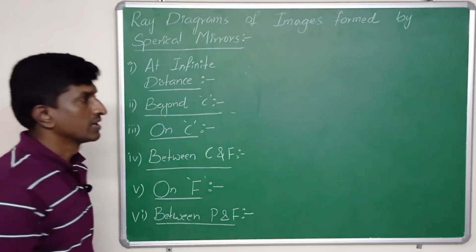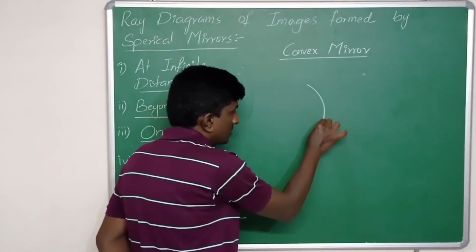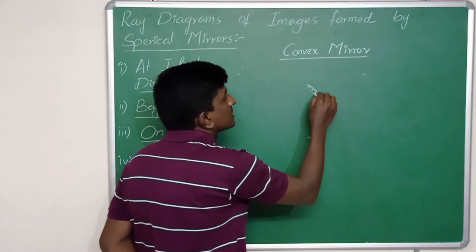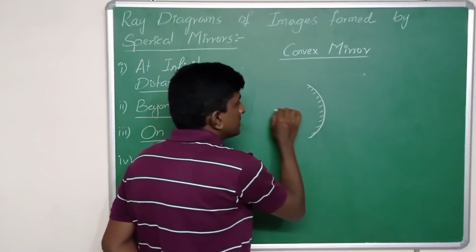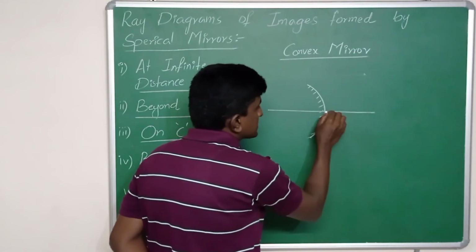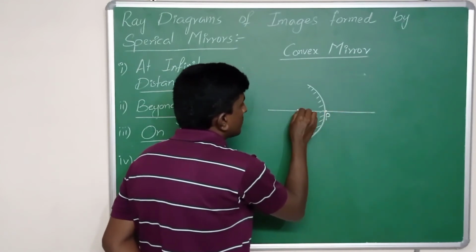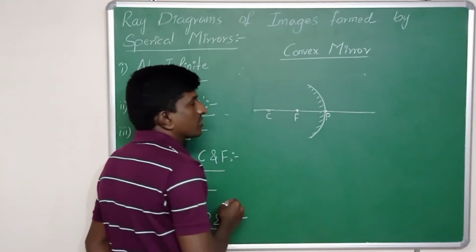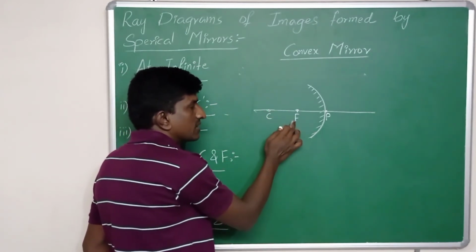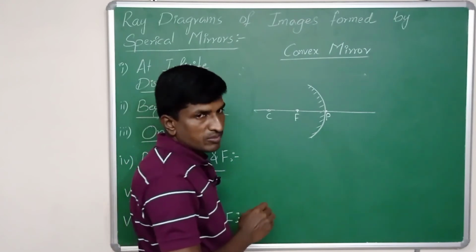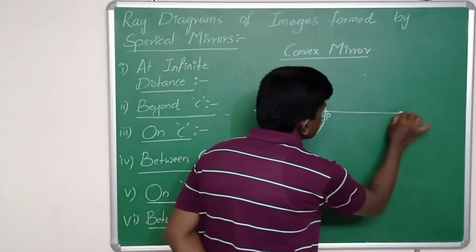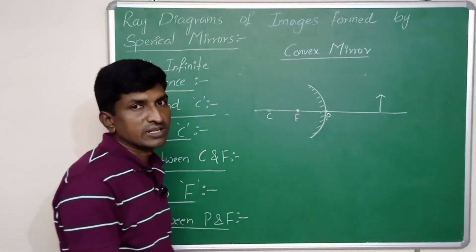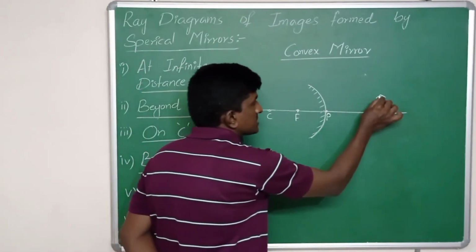convex mirror. We know that the convex mirror is coated with silver inside, and the outer part acts like a mirror. Pole, focal point and center of curvature: the focal point and center of curvature are on the side opposite to the reflecting part. Then if you place an object in front of a convex mirror, what happens?